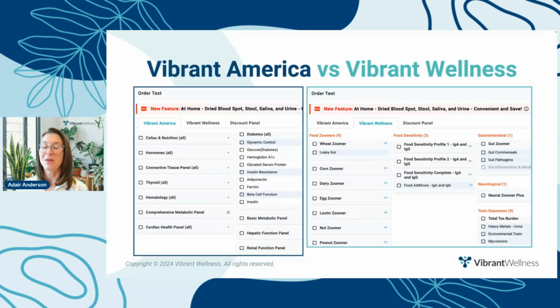At this point, some of you may be thinking, why would I order this test instead of a single panel or two from the Vibrant America test menu? Great question. I'd love to answer it. For those who don't yet know, the Vibrant ordering portal has a Vibrant America tab and a Vibrant Wellness tab. Tests located in the Vibrant America tab include standard panels like the Basic Metabolic Panel, Comprehensive Metabolic Panel, glucose, hemoglobin A1C, cholesterol. You get the idea. These tests report values without comment or interpretation. In contrast, Vibrant Wellness tests are lab-developed tests that do include additional helpful information. And both the Lyme Autoimmunity and Autoimmunity Zoomer are housed in the Vibrant Wellness tab.